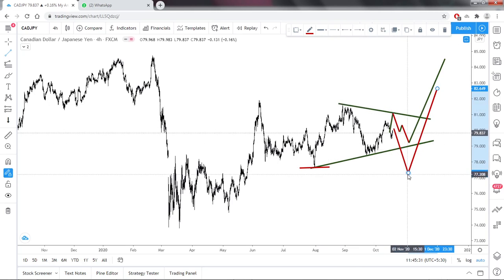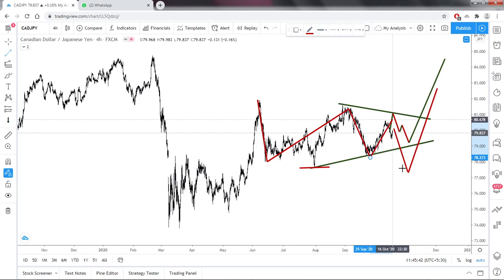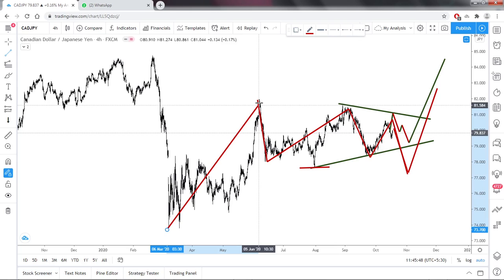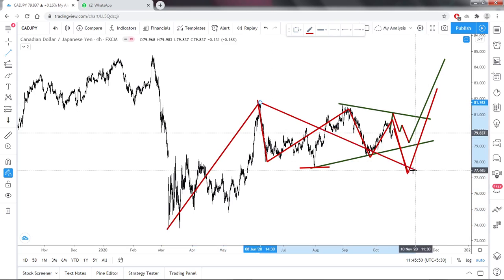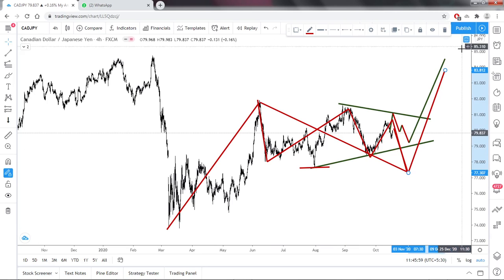Otherwise it can move like this. In that case, this is an impulsive wave and this is a correction. A, B, and C means the whole correction has ended. So after this impulsive wave, the correction has ended, and one more impulsive wave is to happen, like here. So this is my positional swing trade plan.